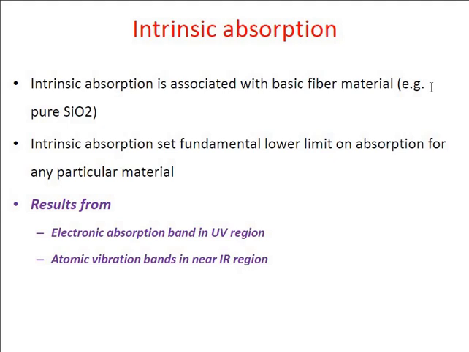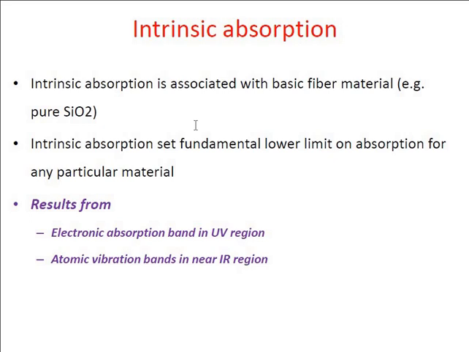So what is intrinsic absorption? It is caused by the interaction with one or more major components of the glass, that is, the glass molecules, the components in the glass associated with the fiber material. For example, you can take pure silicon dioxide. Extrinsic absorption is caused by the impurities within the glass. So the absorption losses are mainly related to the material composition and the fabrication process.